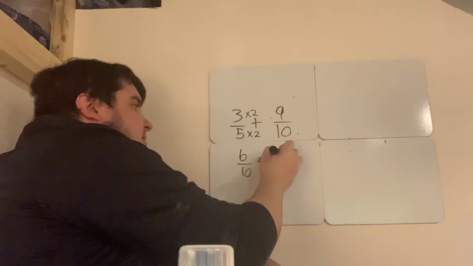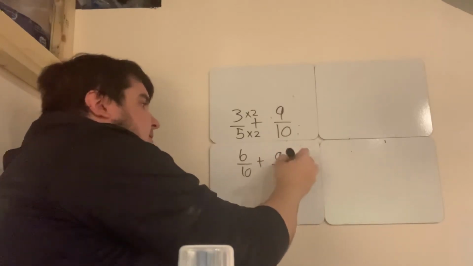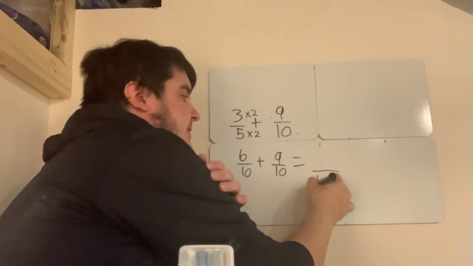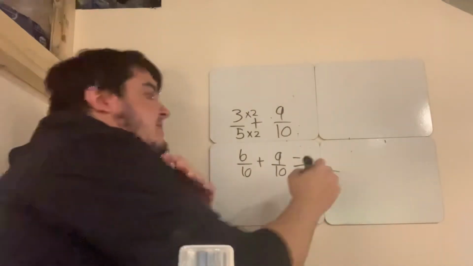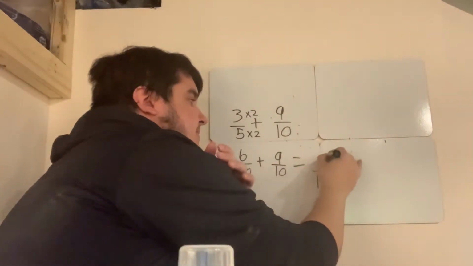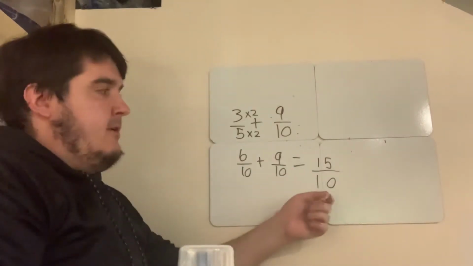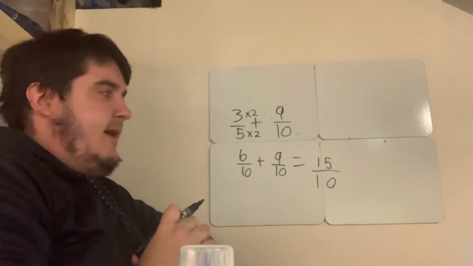plus 9/10. So again, remember the bottom always stays the same, so that's going to be 10 still. And the top, we add them together, that's going to give us 15. So now what we have there is what they call an improper fraction. So we need to reduce that down, right?